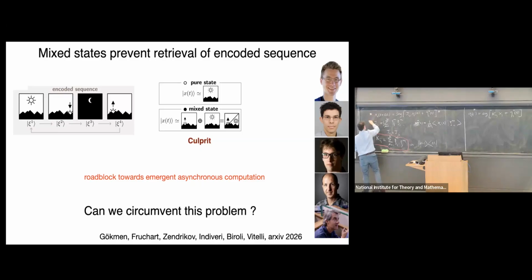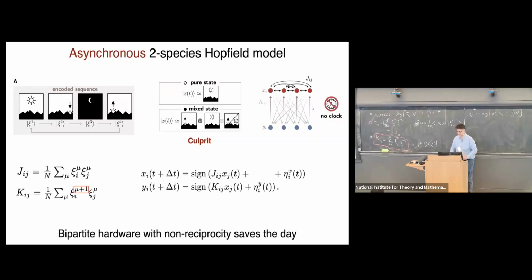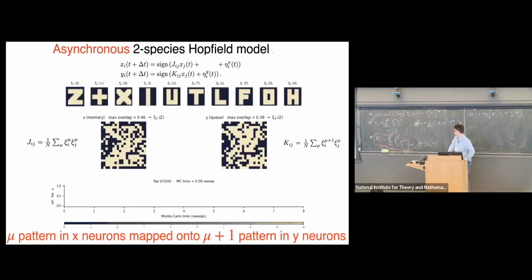This, and this one here, okay, coupled with each other. So this is what happens. This is just the same thing written, but this is what I want to show you. So this is the bottom line: the mu patterns in the X neurons are mapped to the mu+1 patterns in the Y neurons. And that was my comment here, that this Kij acts as a projector or a shift.